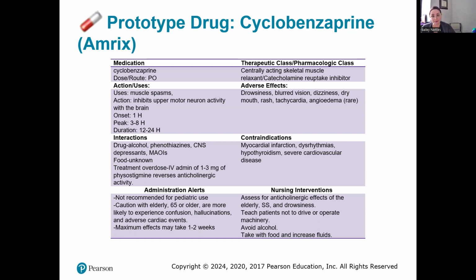Teach them not to drive or operate machinery because of the drowsiness. If you're going to give this patient a Flexeril before they go home, they need to have a ride. They can't drive themselves. Avoid alcohol. Once again, take it with food and increase fluids, because it can make you sick, but food can also increase absorption. And that is all of mobility.